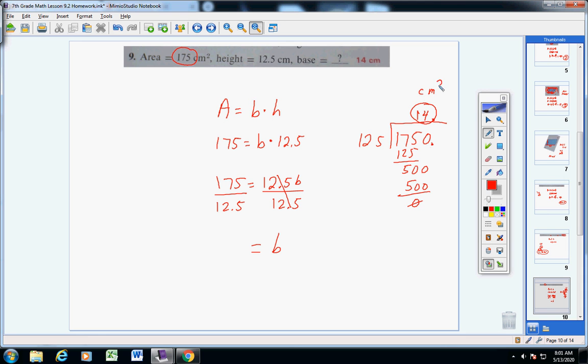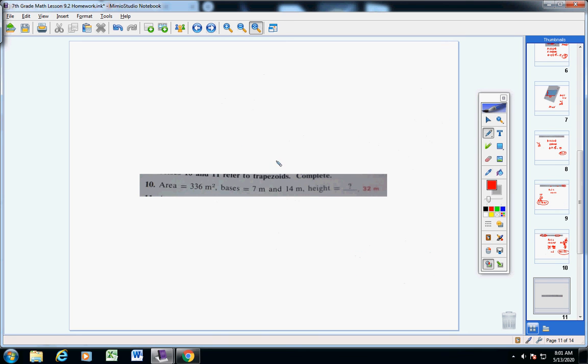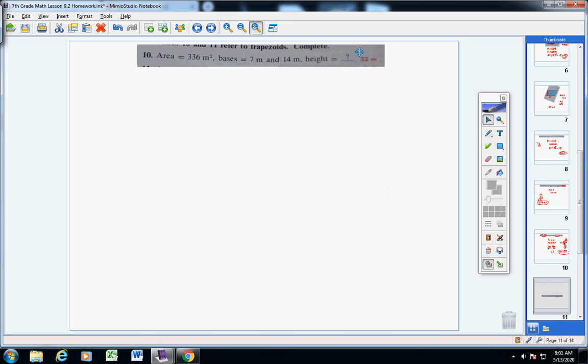Now, notice I did not put squared, okay? We're not looking for the area. They gave us the area already. We're looking for the base. So the height of the base, not the height, sorry, the length of the base is 14 centimeters. Now, let's apply this to number 10. Number 10 is going to be interesting, okay? Let's work. This is going to be a tough one. 10 and 11 will be a challenge for us.